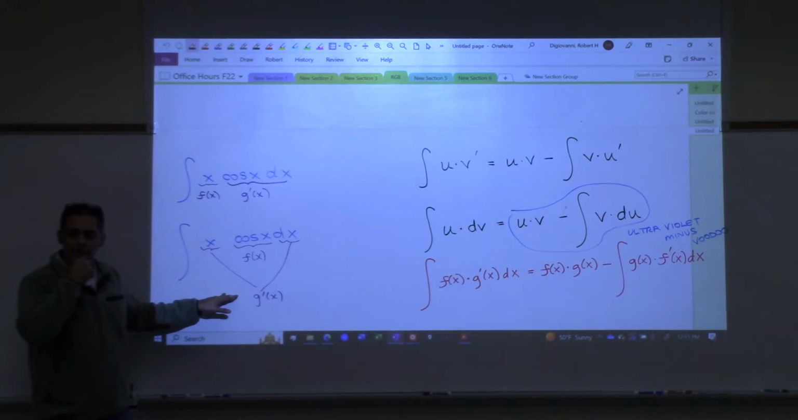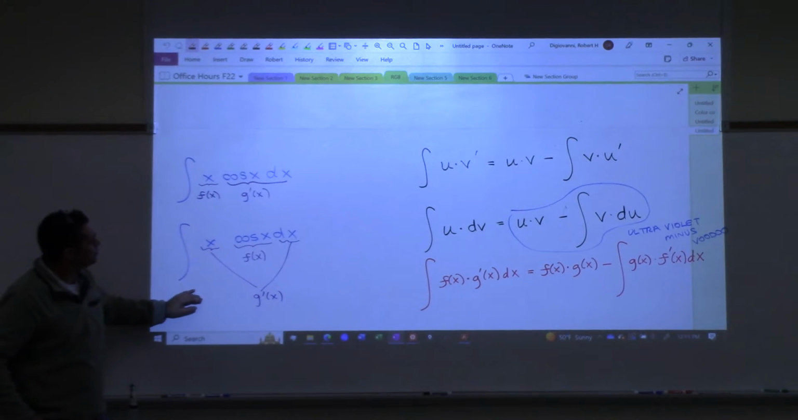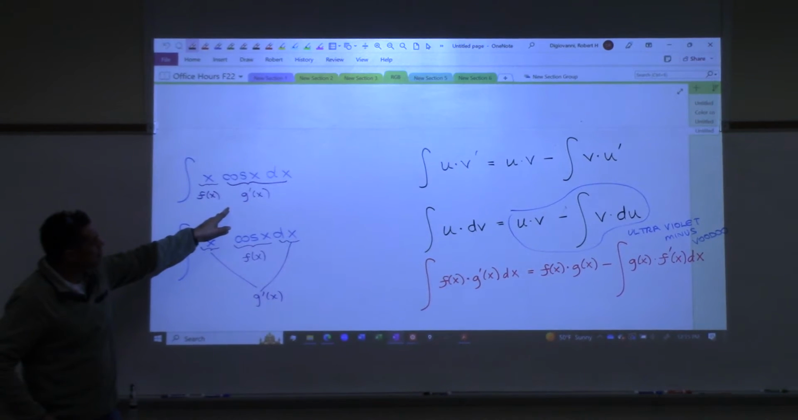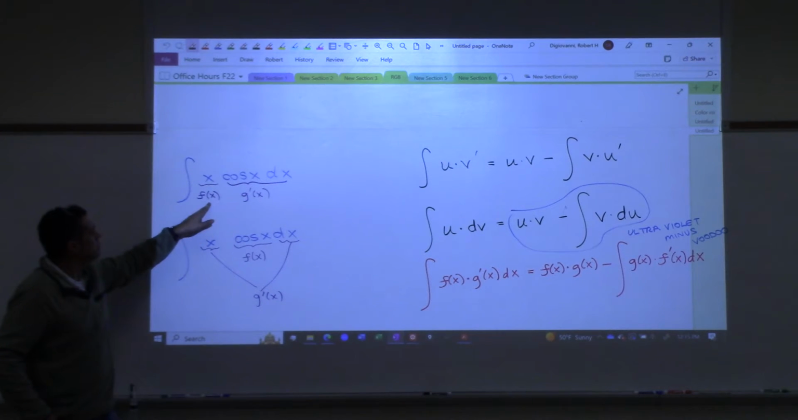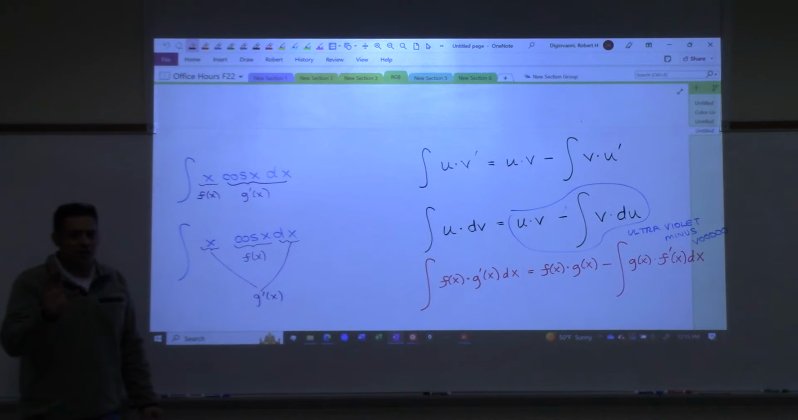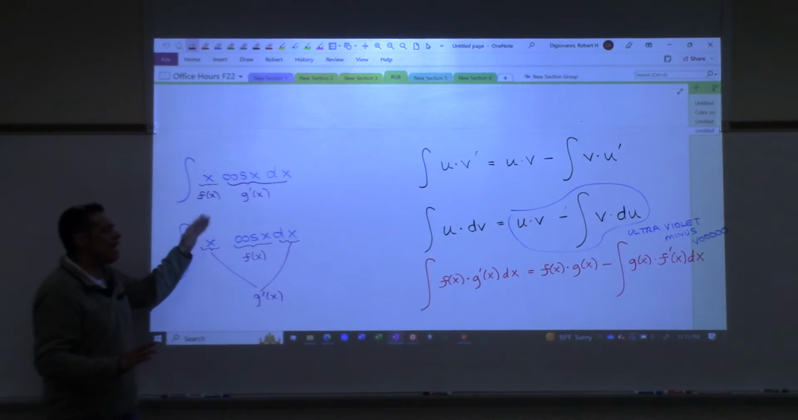When you think about it, cosine x would be the dv, so its antiderivative would be just sine x. Yes? And the derivative of x would be 1. So that makes sense. Okay, so that's the big thing you have to see here, all right? Not necessarily what you would rather take the derivative or antiderivative of.